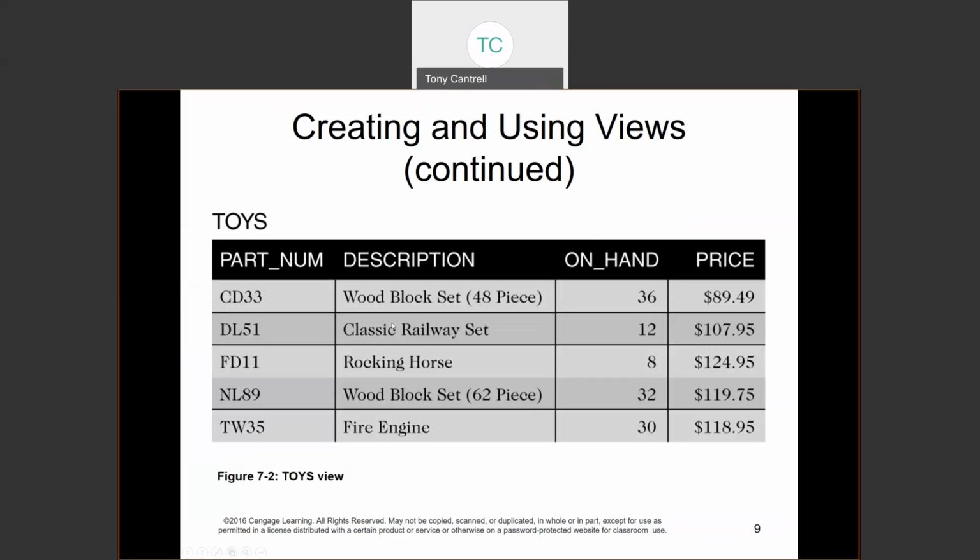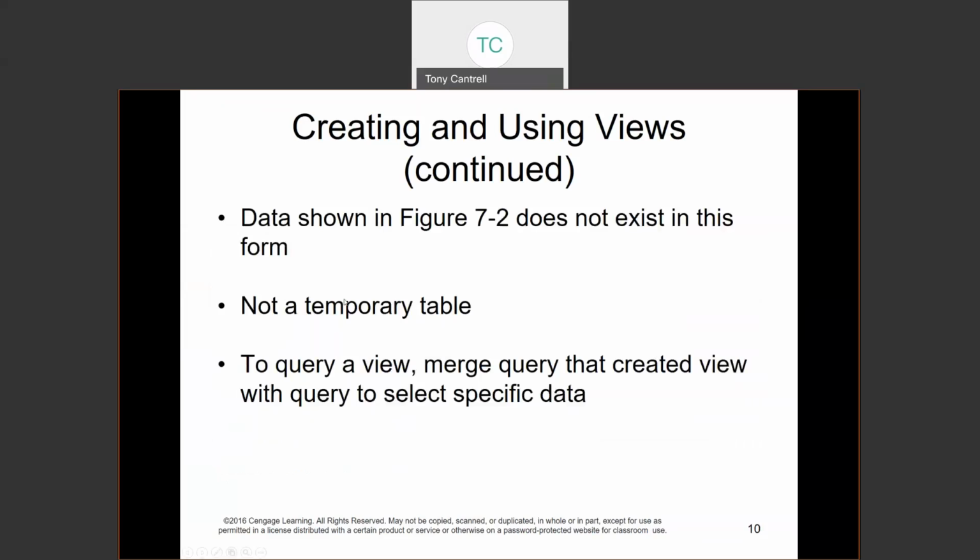So it returns 5 records. If you go back and look at the query, those are the 4 fields. And all 5 of these records have a category of toy, even though it doesn't display that, because that's what was put on the where clause. And again, it's not a temporary table, so you see it, but it really doesn't exist.